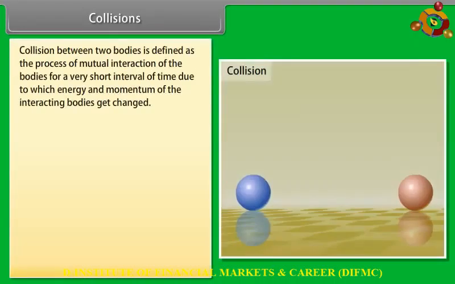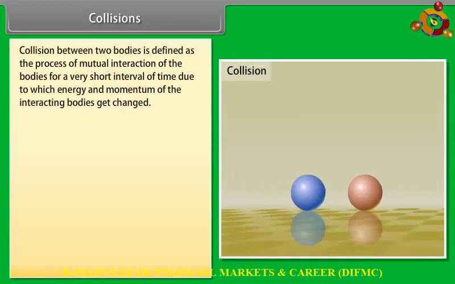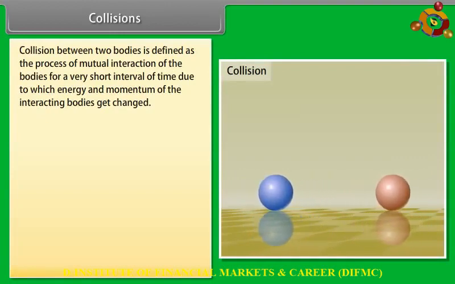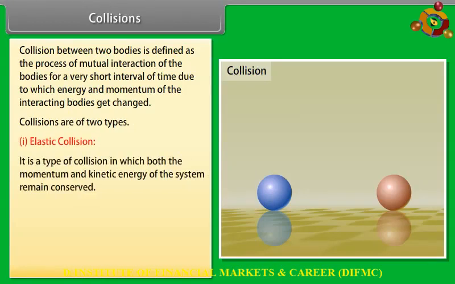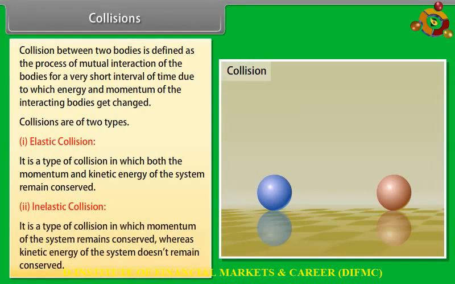Collisions. Collision between two bodies is defined as the process of mutual interaction of the bodies for a very short interval of time, due to which energy and momentum of the interacting bodies get changed. Collisions are of two types. Number 1, elastic collision: it is a type of collision in which both the momentum and kinetic energy of the system remain conserved. Number 2, inelastic collision: it is a type of collision in which momentum of the system remains conserved, whereas kinetic energy of the system doesn't remain conserved.